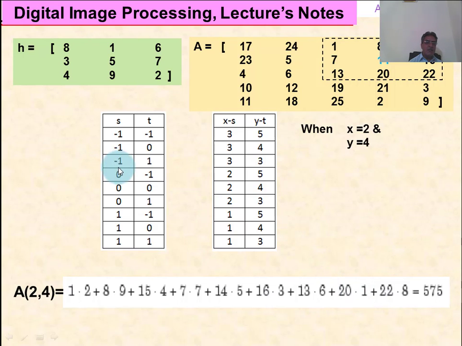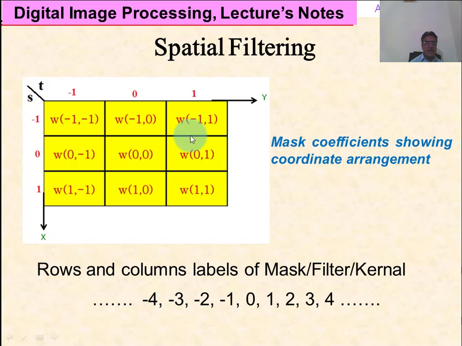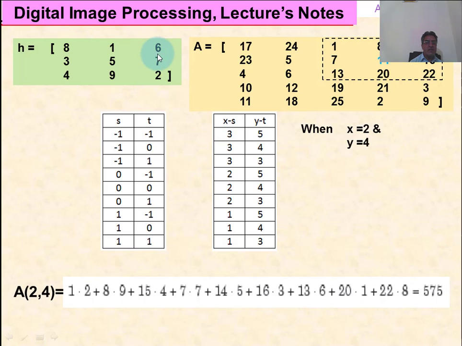And similarly, the minus 1 and 1 location. You may see it here. Minus 1 and 1 location is 6. 6 will multiply with 13. Why will it multiply with 13? Because minus 1 and 1 will create the 3, 3 value of the input image, or the coordinates of the input image.